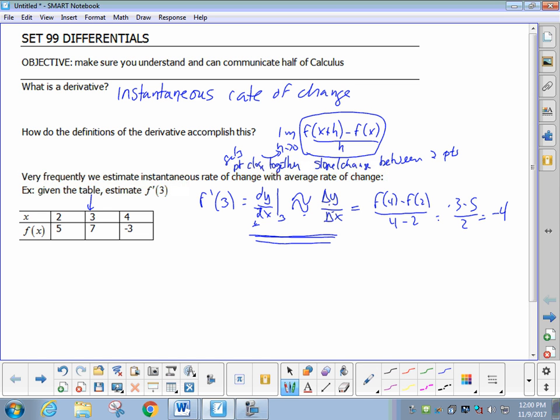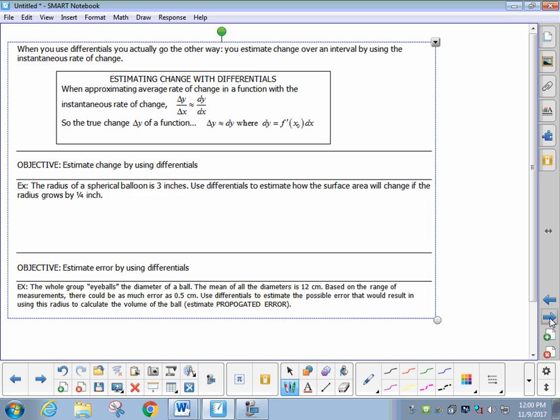Now, that's the idea on differentials. What is a differential, by the way? Give me an example of a differential. dy or dx, those are differentials. Leibniz called them infinitesimals. Okay, now then, the idea of differentials that I want you to have down cold is that average rate of change can be approximated by instantaneous rate of change.